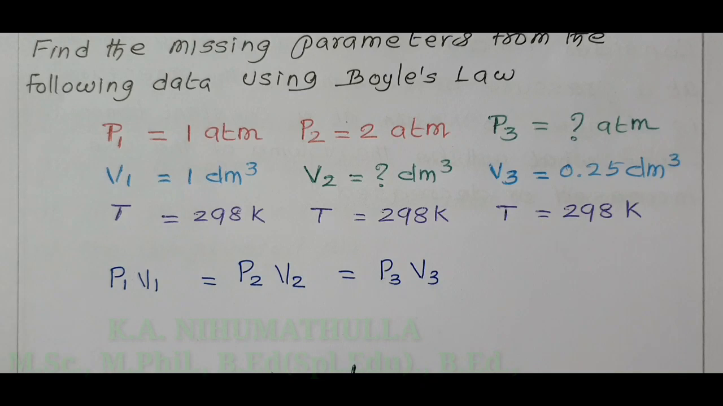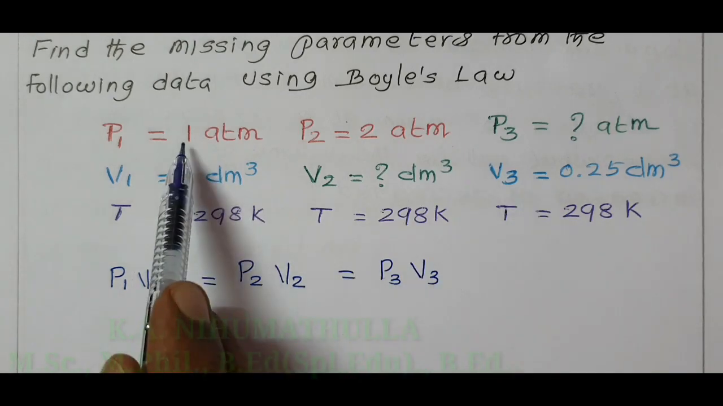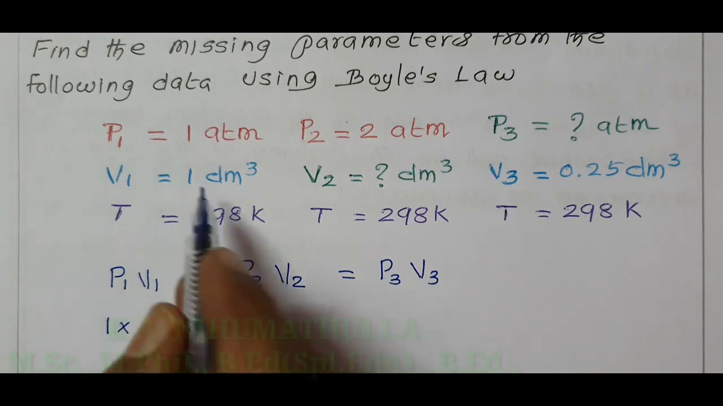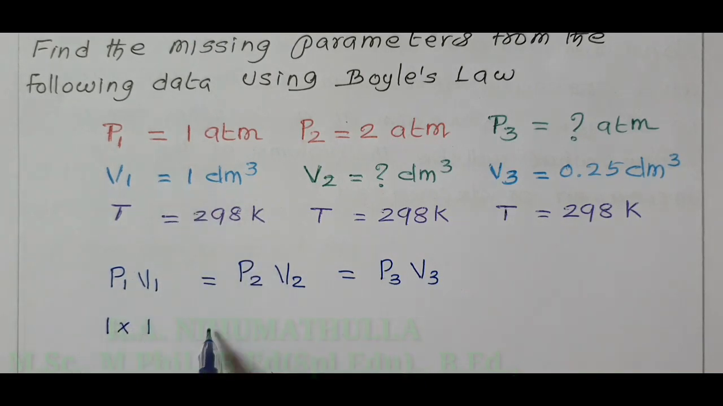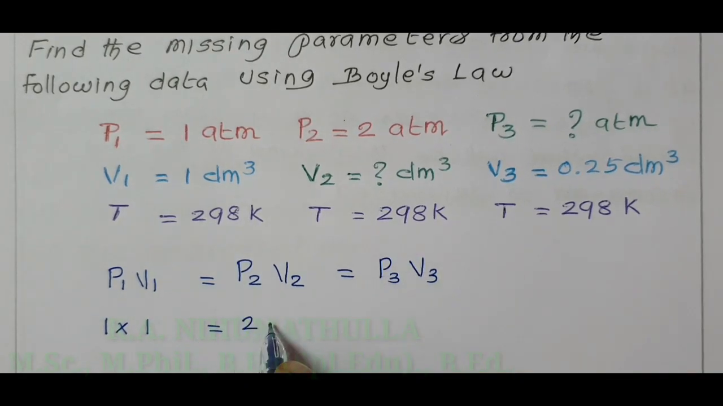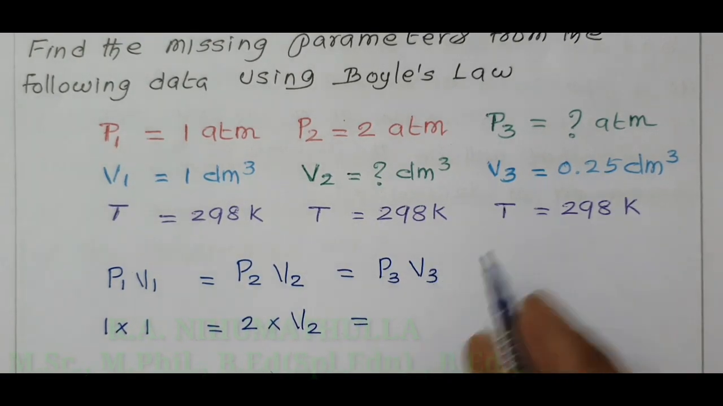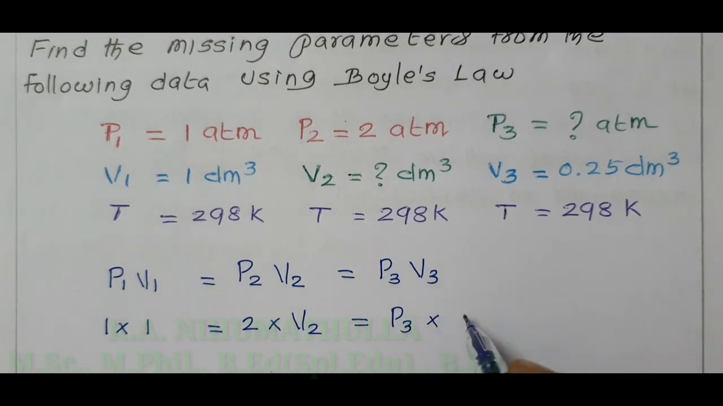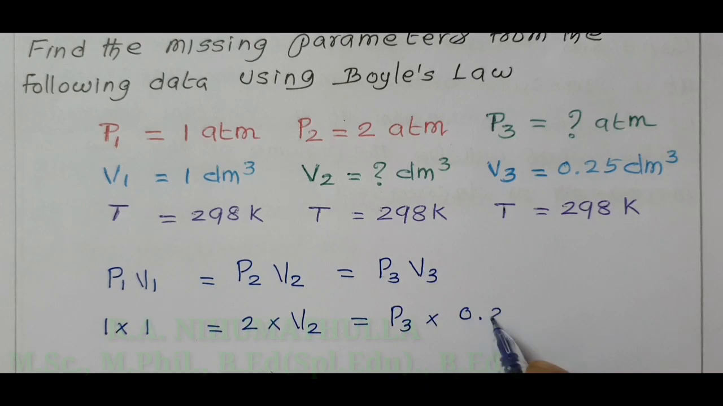Now, what are the values given? Substitute here. P1 is 1 and what is V1? 1, that is equal to P2 is 2. We have to calculate V2, that is equal to P3 we have to calculate and V3 is 0.25.